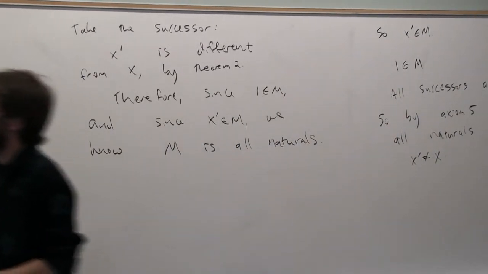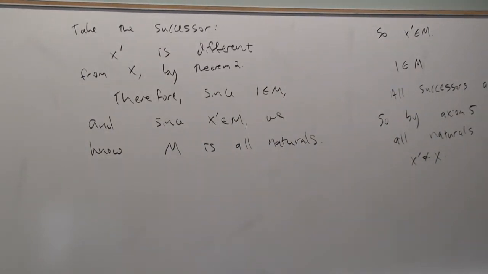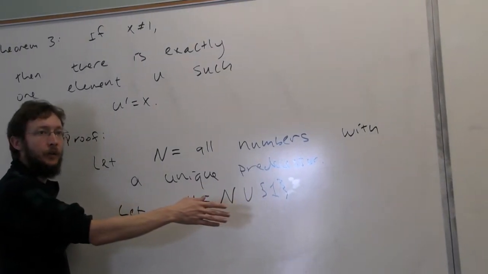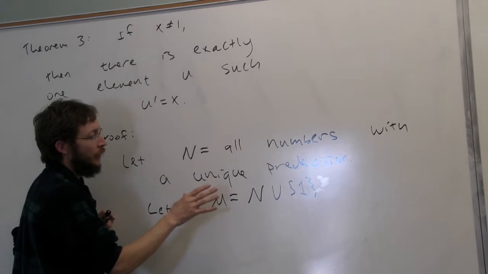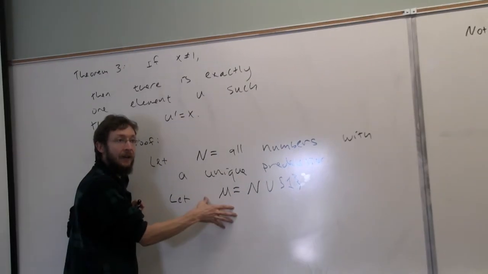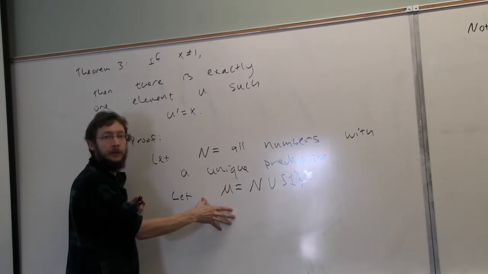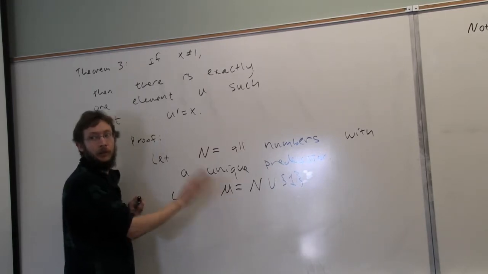M, in this one, is a little bit confusing because we had to rig it kind of funny, right? But what is M for the most part here? M is the things that have a predecessor. Now we had to throw one in there for technical reasons, but you basically want to think of M as: take all the numbers that have a predecessor. That's M. For all M's or just for this case? Just for this case, yeah.